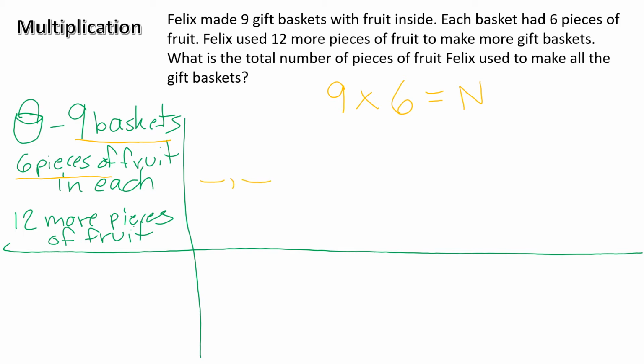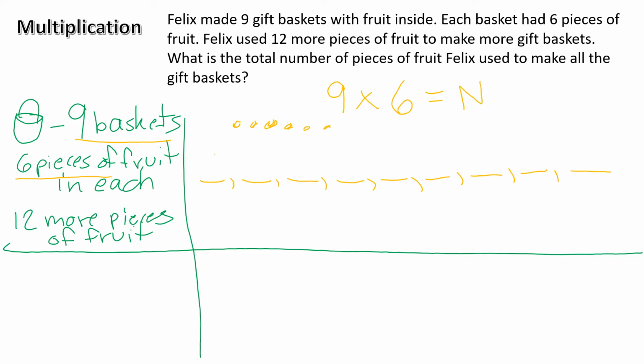1, 2, 3, 4, 5, 6, 7, 8, 9. Okay, so now there are 6 in each basket. So I am going to draw my 6 dots. So 1, 2, 3, 4, 5, 6.